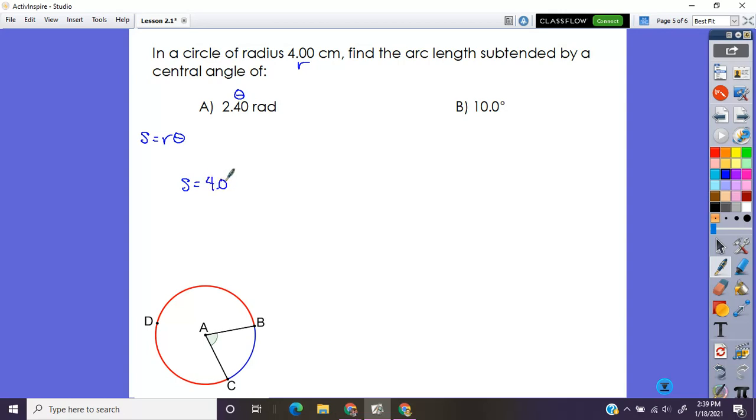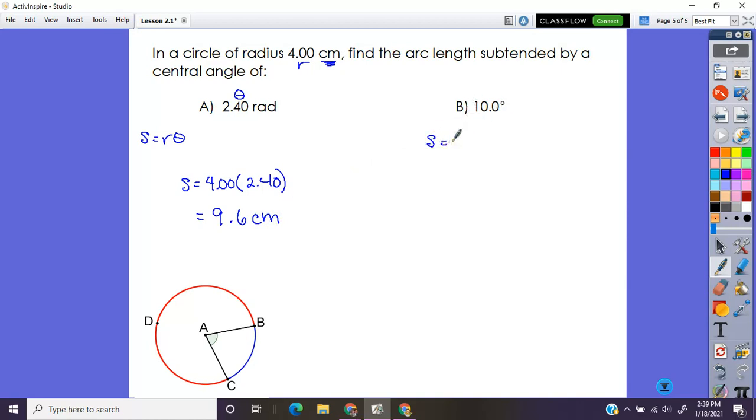So we'll have 4.00 times our radian measure, which is 2.40. And our arc length is a linear measurement. This is not going to be an angle when we're done, so don't put a degree symbol on this. But we end up with 9.6, and it takes whatever label the radius has, so it'll be centimeters.